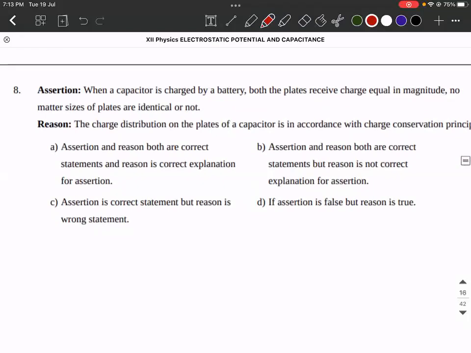Eighth one. When a capacitor is charged by a battery, both plates receive equal charge in magnitude, no matter whether the sizes of the plates are identical or not. Is it right or wrong? Yes. The charge distribution of the plates of a capacitor is in accordance with the charge conservation principle. So this is also true. But is it the right explanation for A?